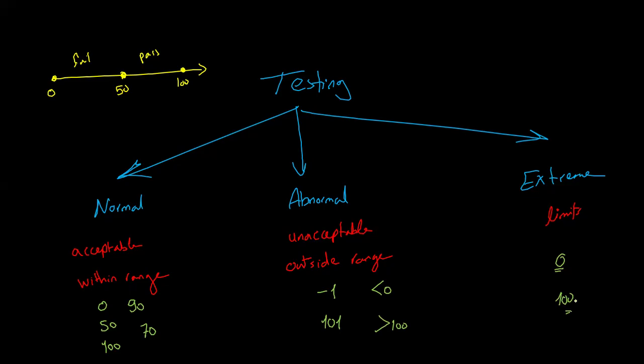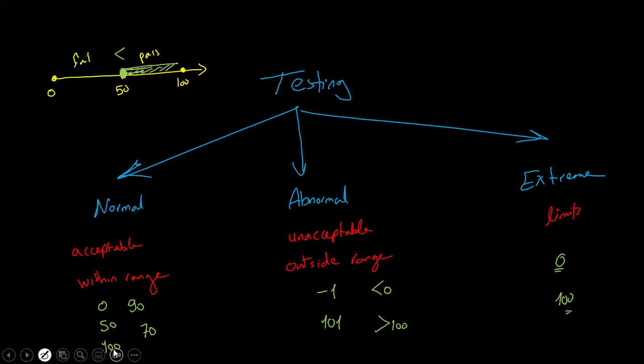When you test your program, you have to use values which are normal, abnormal, and extreme, to show whether your program is working correctly or not. For example, I expect that if you have less than 50, you will fail. Starting from 50, if you got 50 out of 100 or more than 50, you will pass.